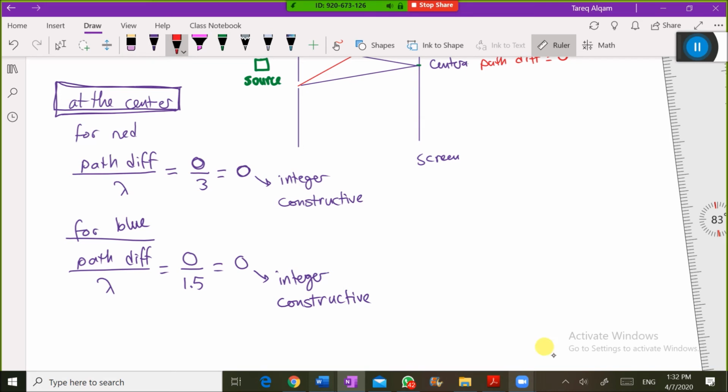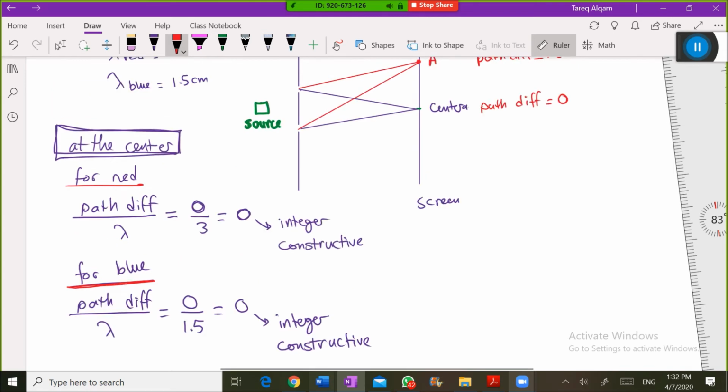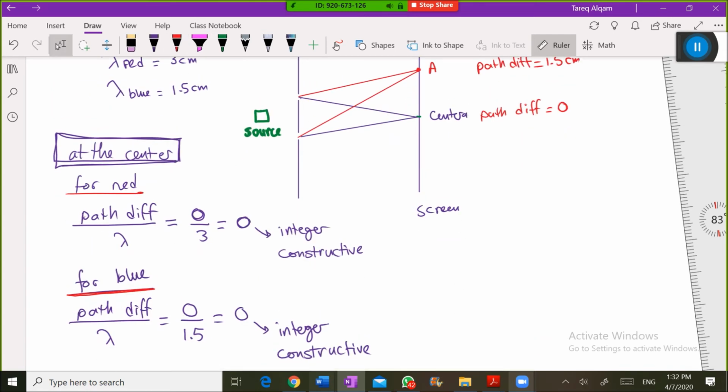So guys, at the central point, what do I observe? I will observe both of them, the blue and the red. If I divide 0 by any wavelength, eventually I will get an integer. As a result, at the center, all the wavelengths will interfere constructively. So I will see white light, I will not see any other color.